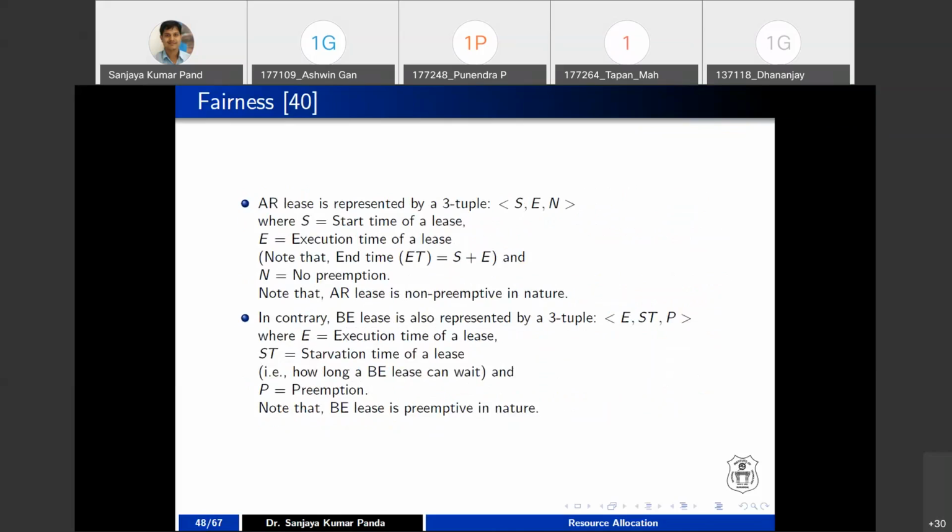Here we are representing AR leases in the form of SEN, where S is the start time, E is the execution time, and N is no preemption. You know that advanced reservation is not preemptible, but B leases can be preempted at any point of time. Similarly, B leases are represented in the form of ESP. E is the execution time, ST is nothing but the starvation time, or you can say it is some kind of deadline, and P is nothing but preemption. So you can preempt the B leases.